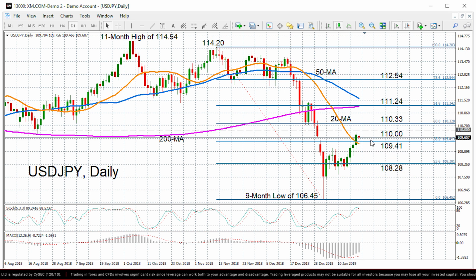First, it would have to overcome immediate support at around the 38.2% Fibonacci retracement of the down leg from 114.20 to 106.45. So that's around 109.40 and also near the 20-day moving average. So dropping below that support zone could send the pair towards the 23.6% Fibonacci at 108.28.